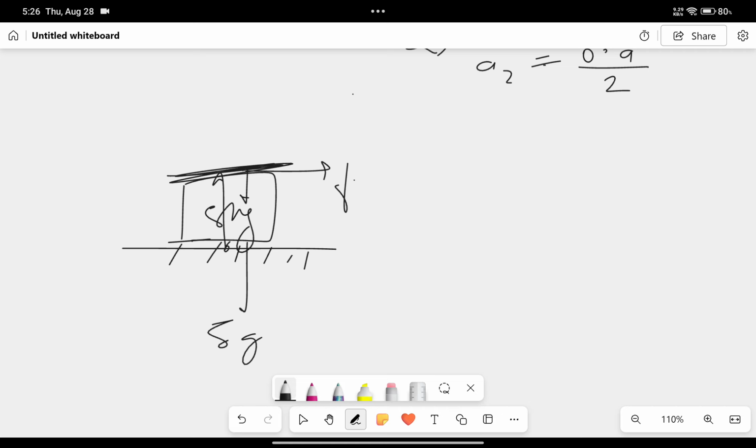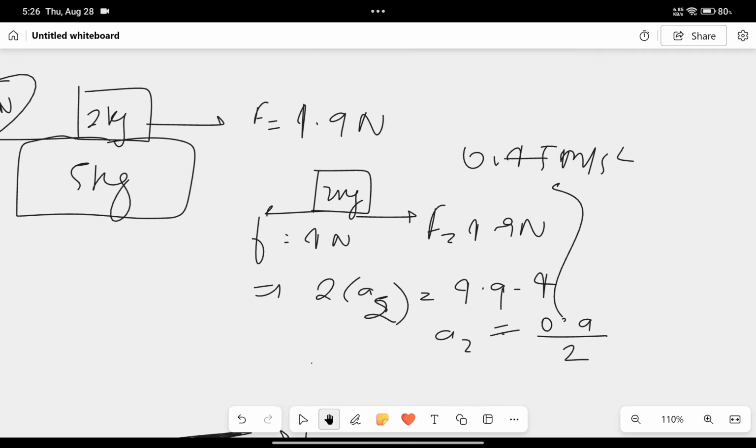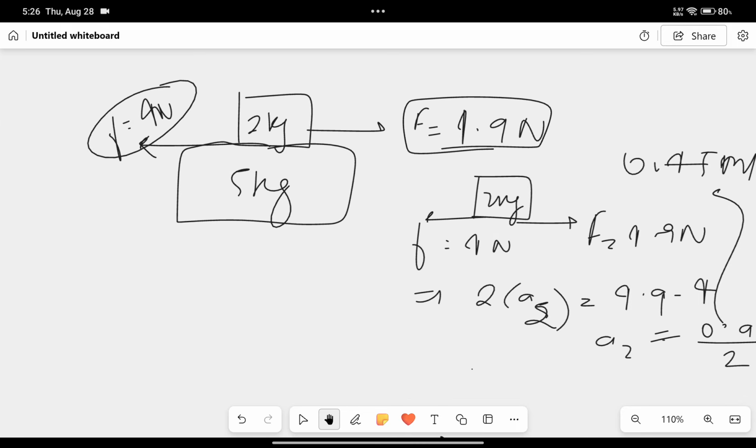So if I assume, because in the first situation we have already seen that the force here is 4.9 newtons, and the friction we got here was 4 newton.